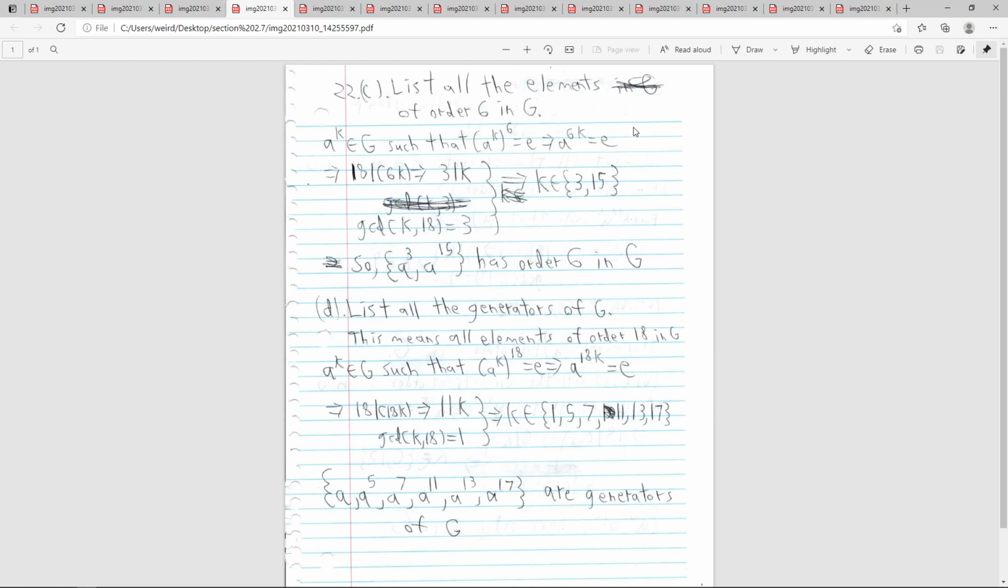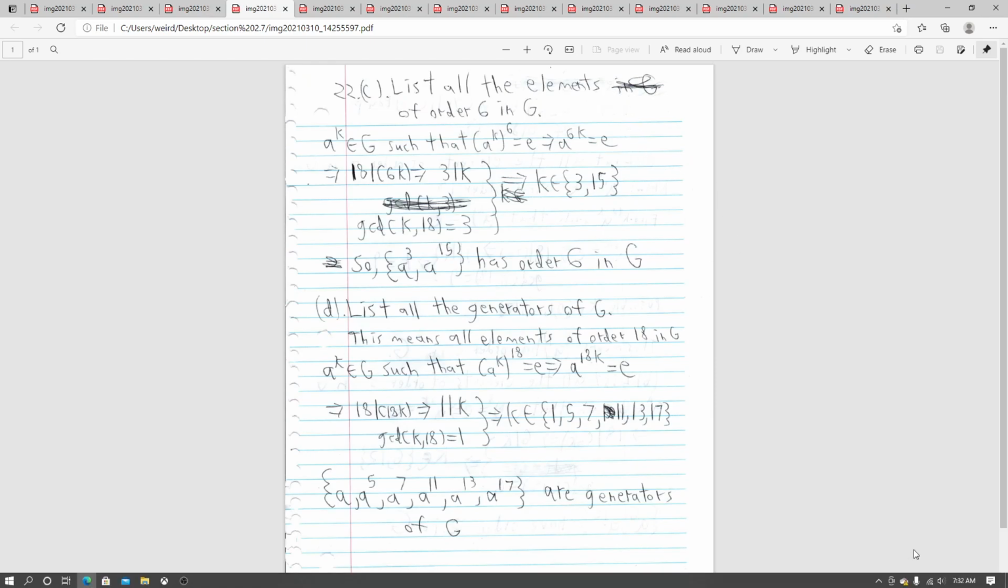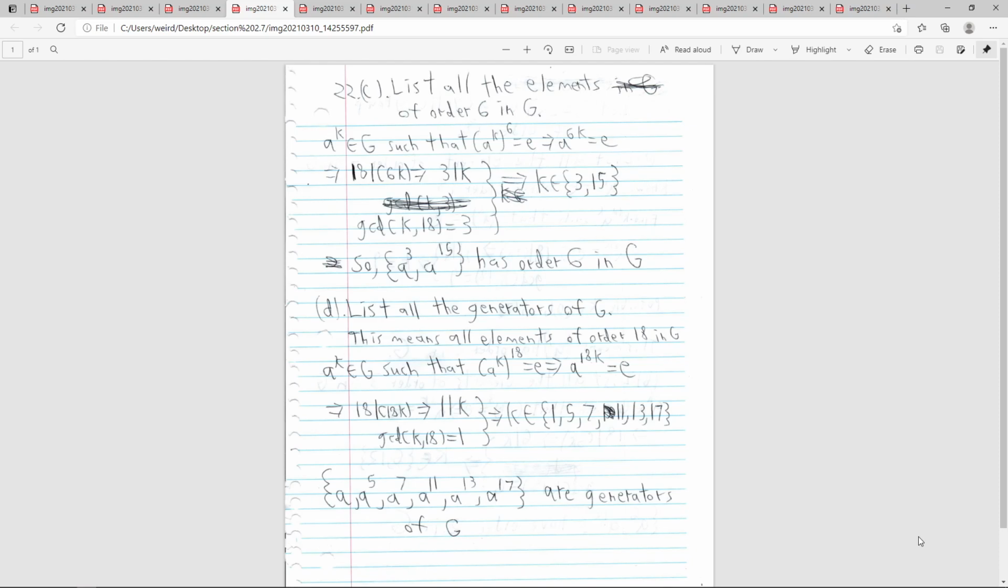List all the elements of order 6 in G. a to the k is in G such that, again, a to the 6k equals e, so that means 18 divides 6k, which means that 3 divides k. The GCD of k and 18 equals 3. k can be 3 or 15. So a to the third power and a to the 15th are order 6 in G. If you want, you can test every single number you can think of, but those are the only ones that work. You can write them out real quickly, the GCD of every number.